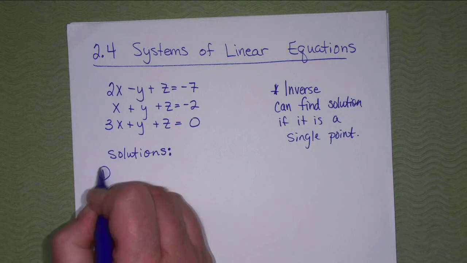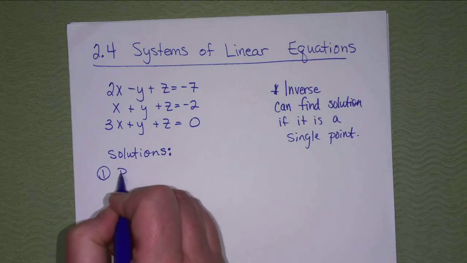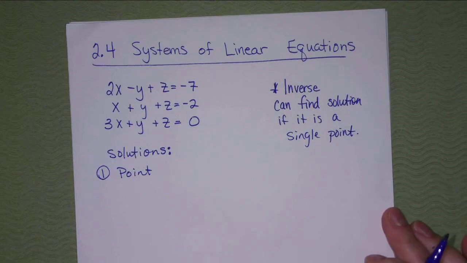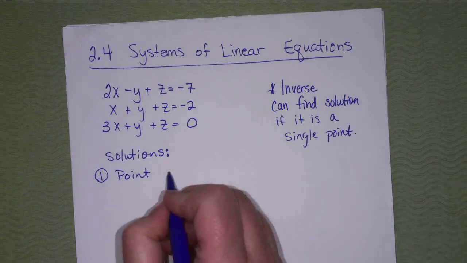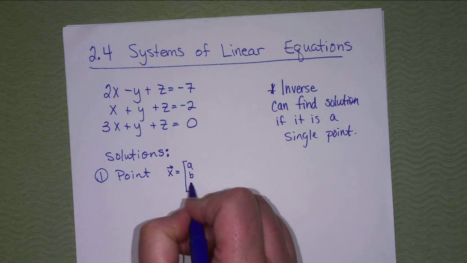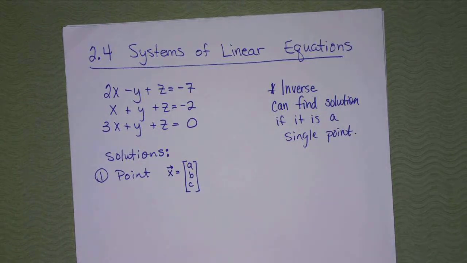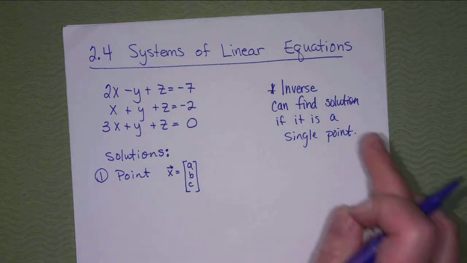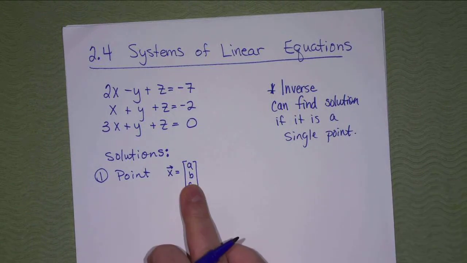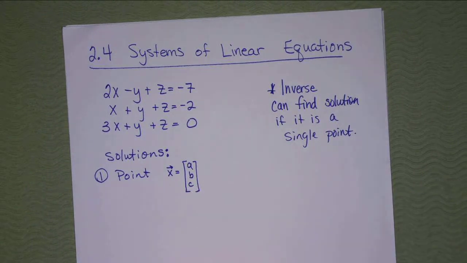So the solution could be a single point, right? And if the solution is a single point, we could write it in vector form as a point, like that. And the inverse method would be able to find that if everything was perfect for it to do that. And we said it's not really efficient to do that. What other type of solutions can we have?